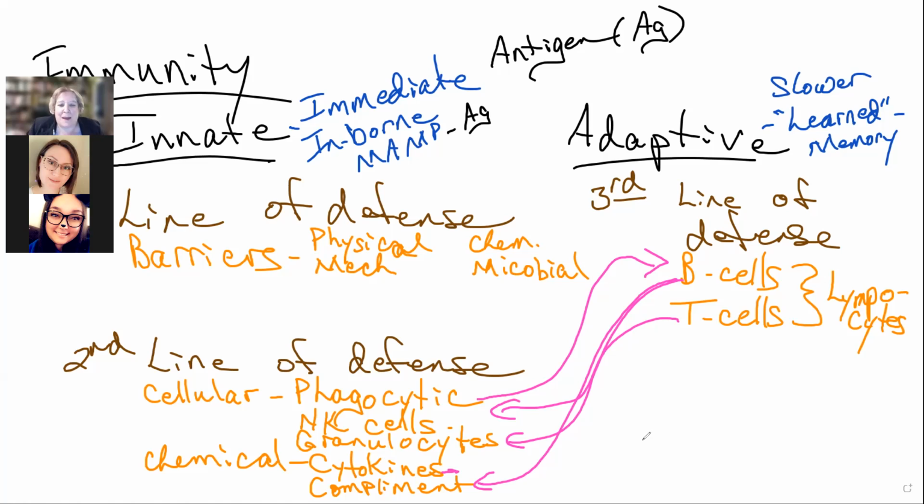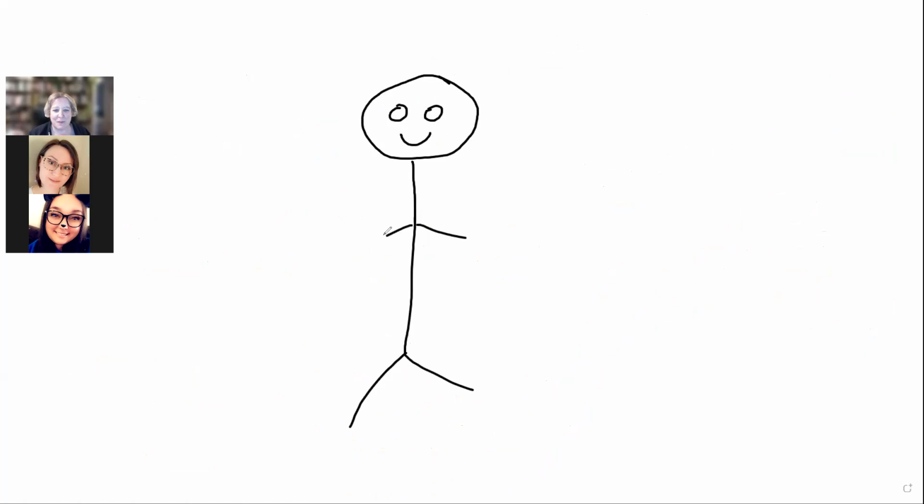Okay, questions about that part? Okay, let's talk about where all this is happening in the body. So we're going to draw my cartoon person, which really is not up to the task, but we're going to do as good a job as possible with my limited artistic skills.